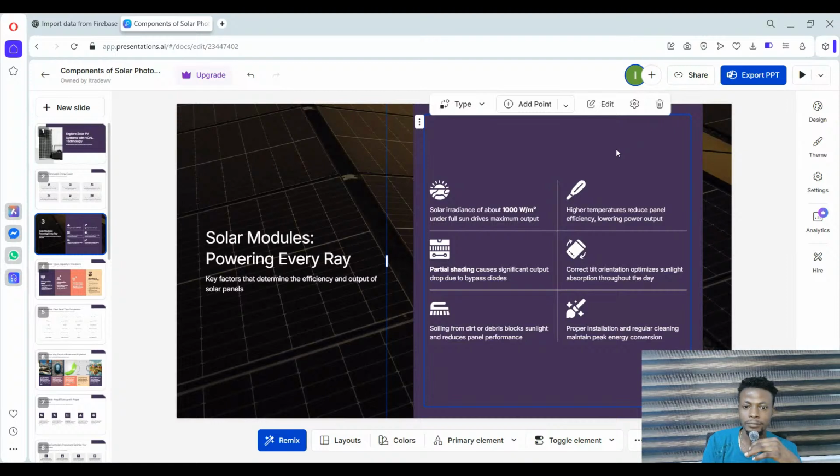Okay. So another thing you want to understand concerning solar modules is the fact that you don't want to place them in a place where they are shaded. What that means is that you don't want to place them in a place where something is blocking the sun from reaching them. Right? You want to place them in a free, open space.